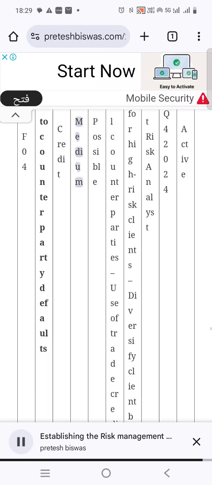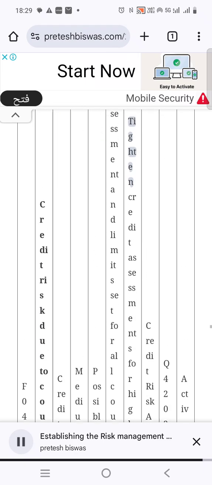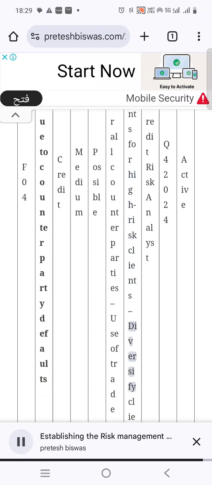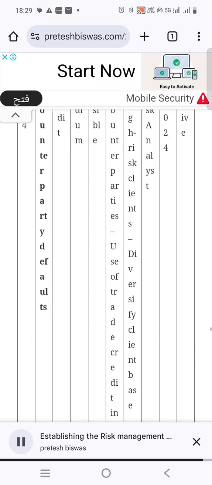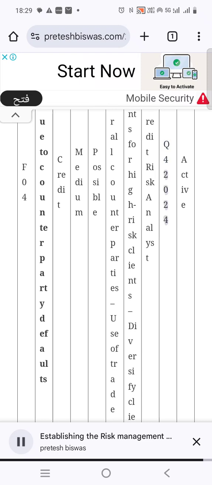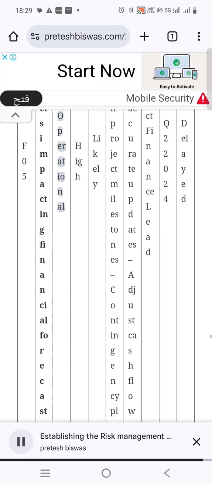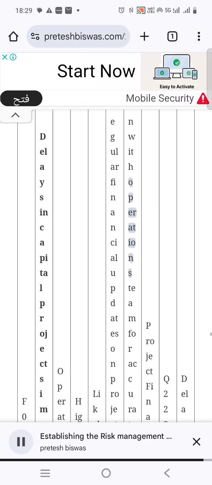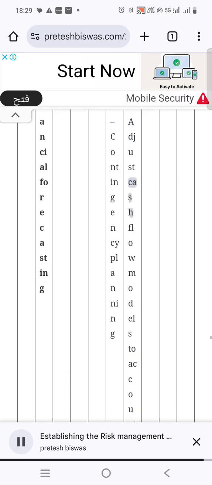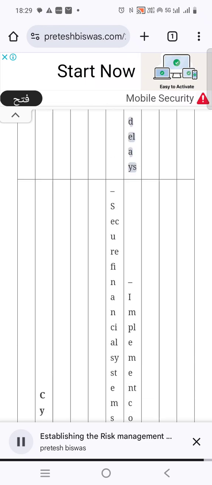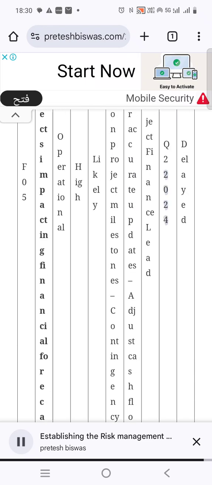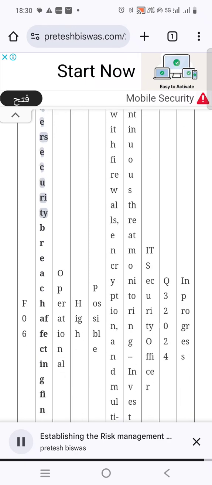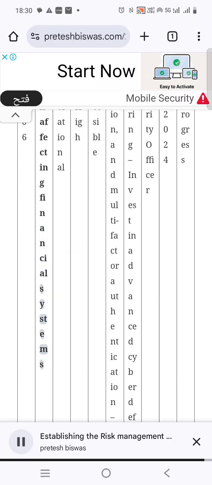Credit risk due to counterparty defaults. Credit. Medium. Possible. Tighten credit assessments for high-risk clients. Diversify client base. Credit risk analyst. Q4 2024. Active. Delays in capital projects impacting financial forecasting. Operational. High. Likely. Improve collaboration with operations team for accurate updates. Adjust cash flow models to account for delays. Q2 2024. Delayed.